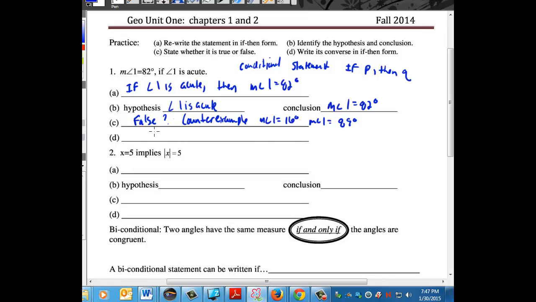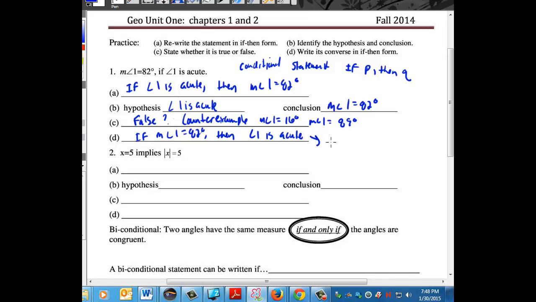Write its converse in if-then form. So this is where we flip the hypothesis with conclusion. So we're going to say if, and this time I start with my conclusion, if the measure of angle 1 is 82 degrees, then angle 1 is acute.